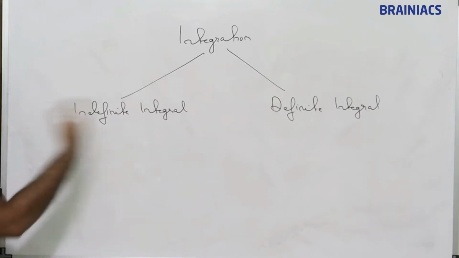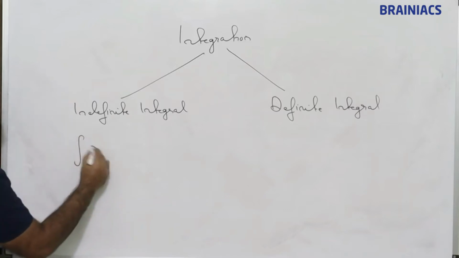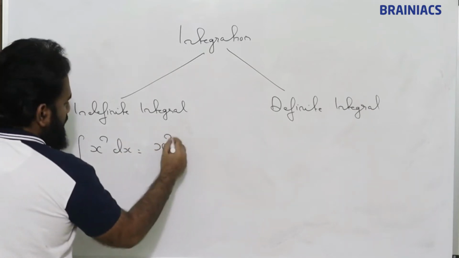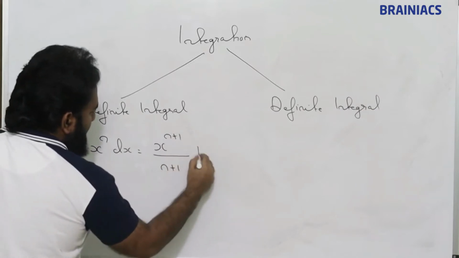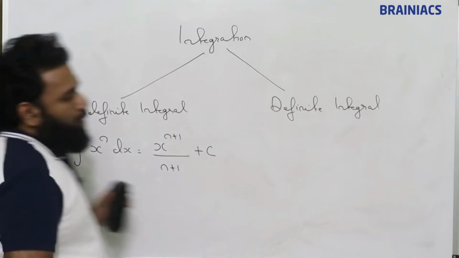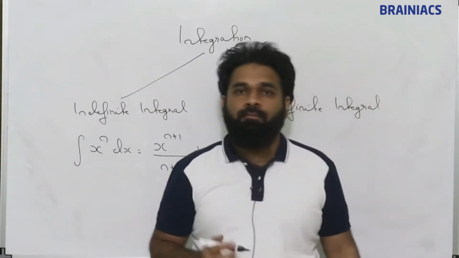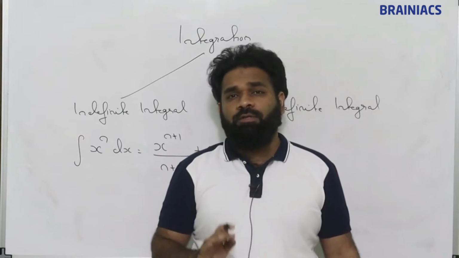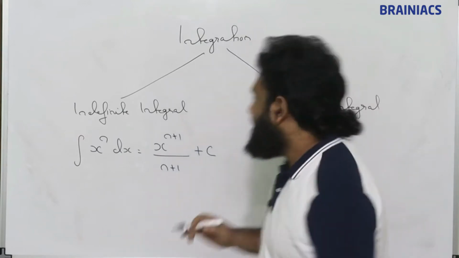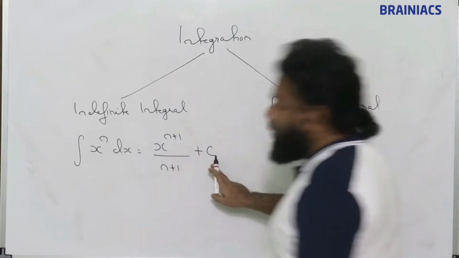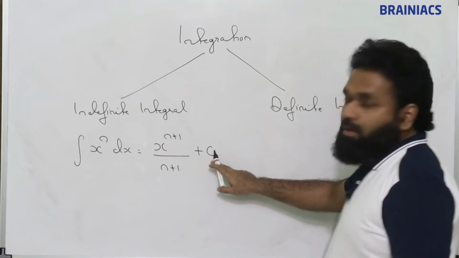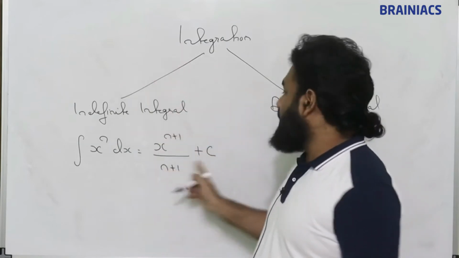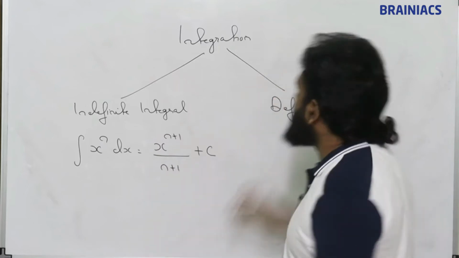I'll give you one example, then we will get into the details. Say the integration of x raised to n dx. When you integrate, x raised to n plus 1 divided by n plus 1, and we will be putting a constant also. When we did differentiation, the differentiation of a constant was zero. So here, when we integrate, we will have to put that constant. This constant can be zero or some value, but whatever we have left there, we will add here.